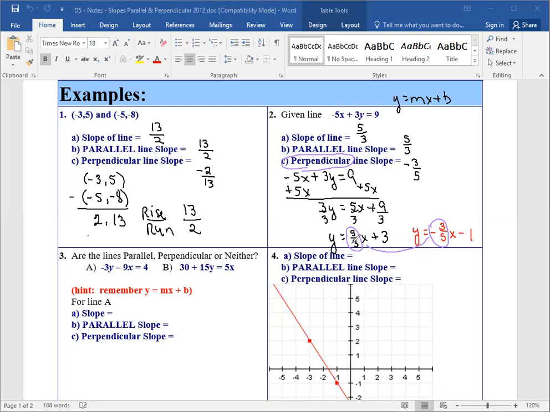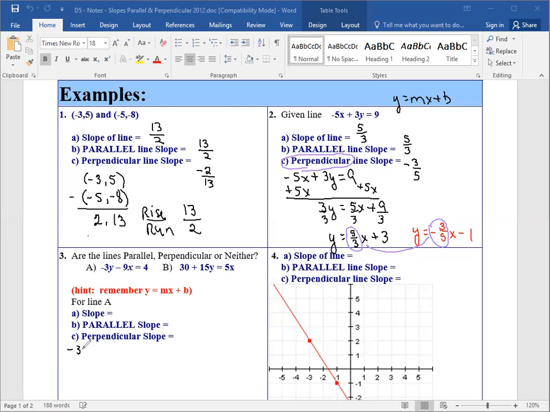Okay, so you look at one, you compare the two slopes. If they're the same, they're parallel. If one looks like it's flipped upside down with a sign change, then they're perpendicular. Okay, so that leads us to number 3, which says, are these lines parallel, perpendicular, or neither? So for each line, we need to figure this out. We want to just really solve for y here. So we're going to solve for y.